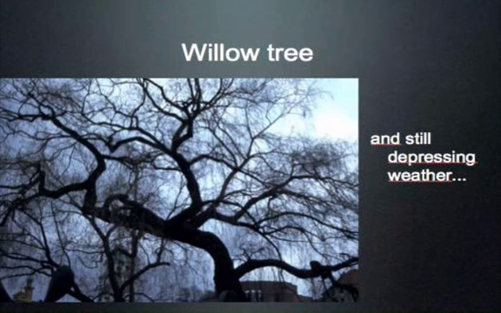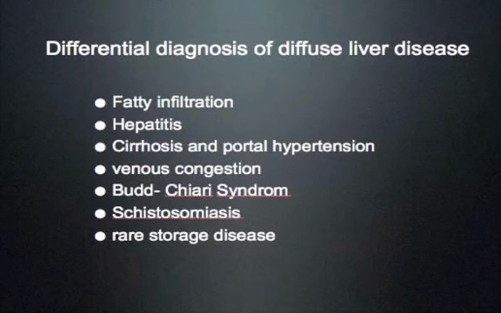So I just want you to keep these in mind, because the vessels are key to recognizing liver disease. What is the differential diagnosis of diffuse liver disease? It's obviously long. Fatty infiltration, hepatitis, cirrhosis. Then we have venous congestion, which we will not deal with, but Budd-Chiari syndrome, rare but visible. Schistosomiasis, if you're in the right area. Rare storage diseases, there is a wide variety, but the main ones, let's say, are the first three.